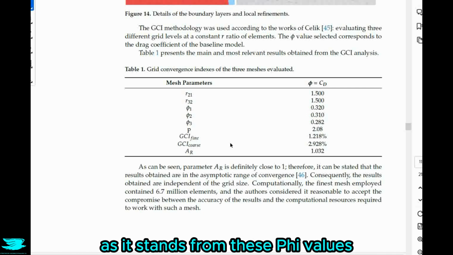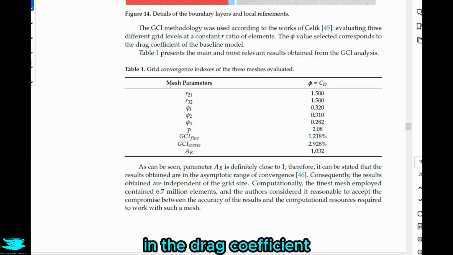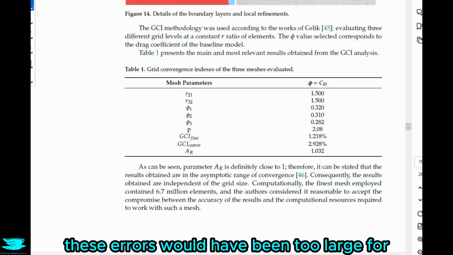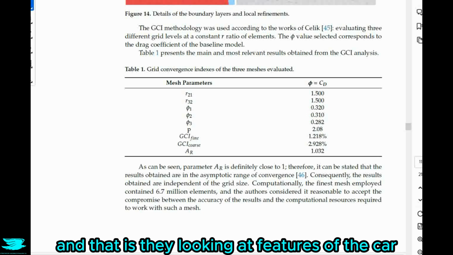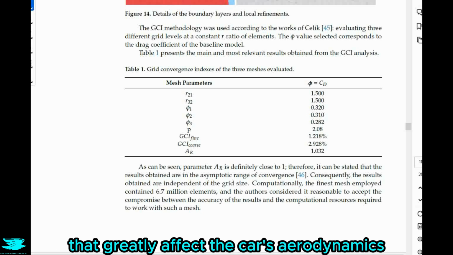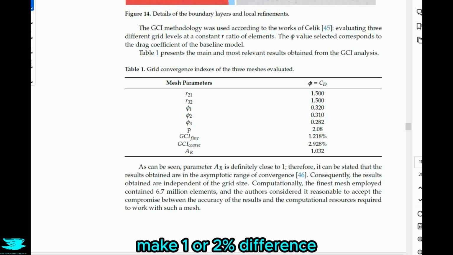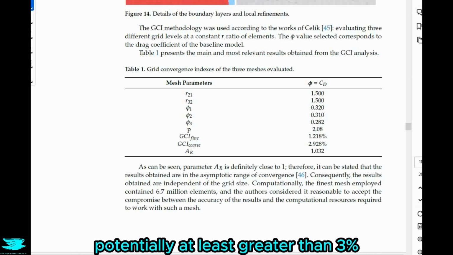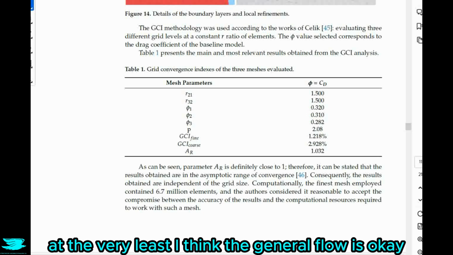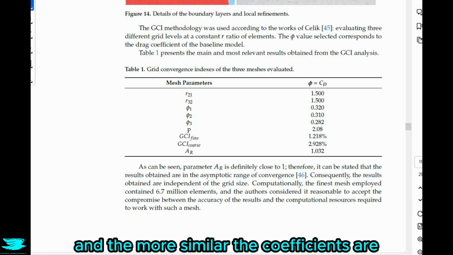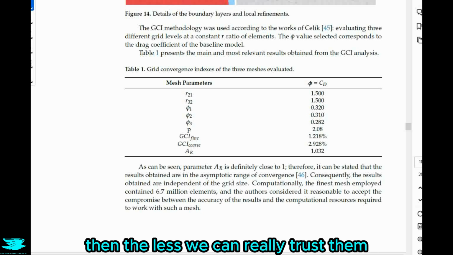As it stands, from these phi values, there is about a 3% difference in the drag coefficient between the second finest and the finest meshes, so phi 1 and phi 2. As a result, the mesh that they used here was 6.7 million cells. Now, generally, these errors would have been too large for industry simulation, but there is a big difference here, and that is that they are looking at features of the car that greatly affect the car's aerodynamics. They're not small features that only make 1 or 2% difference. We're expecting quite large differences, potentially at least, greater than 3%. So this error should be generally acceptable. At the very least, I think the general flow is okay, and the more similar the coefficients are, then the less we can really trust them.